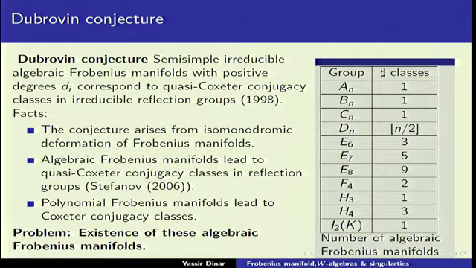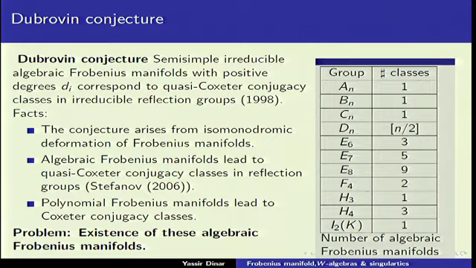And the classification of these quasi-Coxeter conjugacy classes in Coxeter groups has this set. So in the reflection groups of type A_n, B_n, C_n, you have just one quasi-Coxeter conjugacy class. This conjugacy class will be the Coxeter conjugacy class. That means you have just the polynomial Frobenius manifold. And type D_n is an interesting type because when n gets bigger, the conjugacy classes also get bigger, and then you have an infinite set of algebraic Frobenius manifolds.